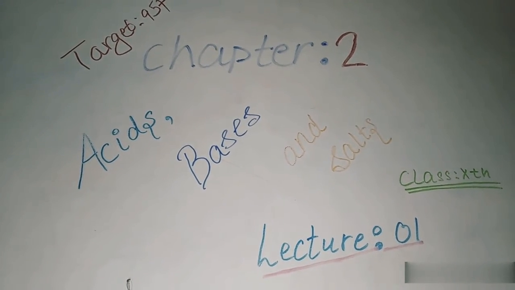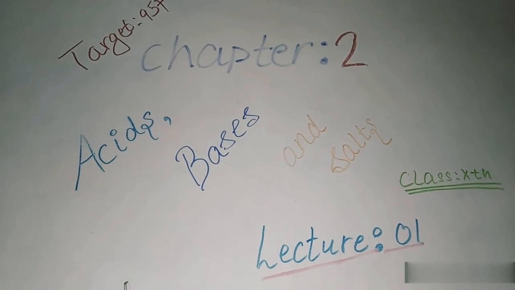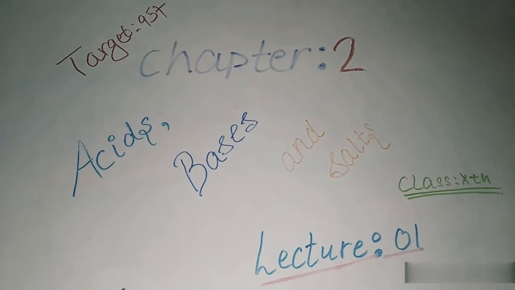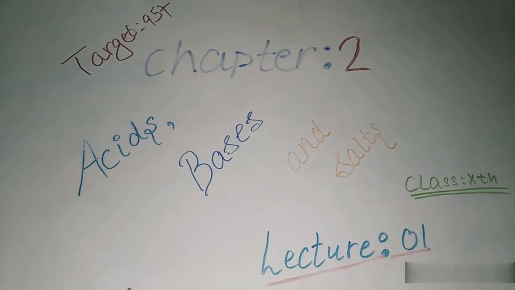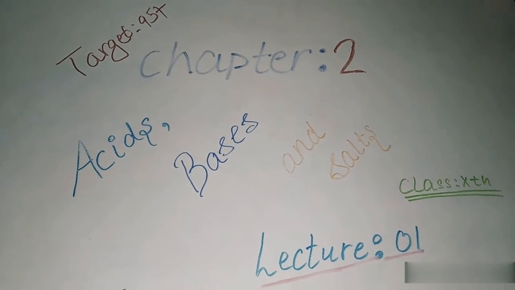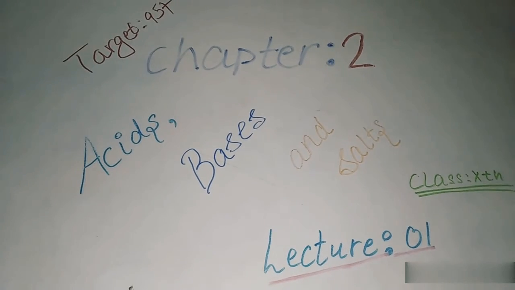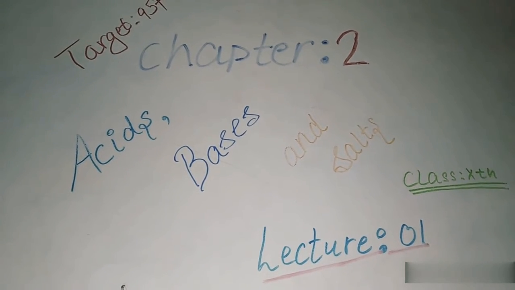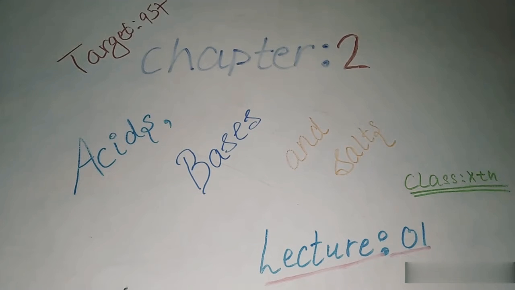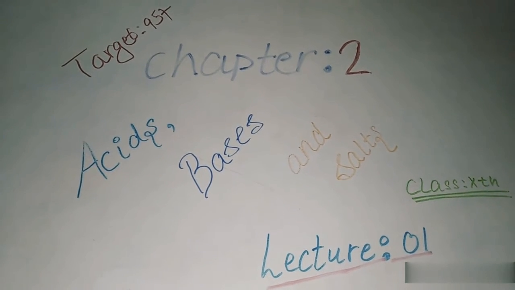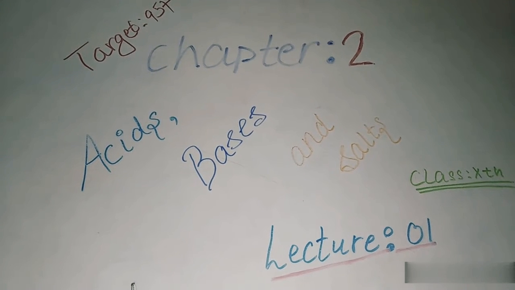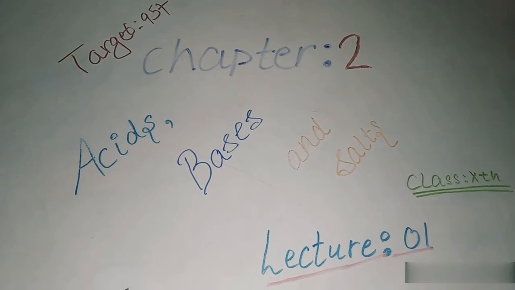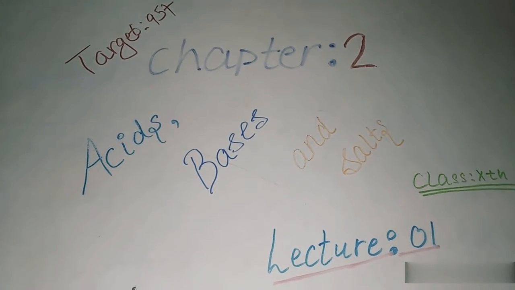So friends, from today we will be starting a new chapter. That is chapter number 2, acids, bases and salts. And friends, this is lecture number 1 of the chapter. In this chapter we are basically going to study what acids are, what happens when acids react with bases, and what happens when they react with some other substances. So all that we are going to learn in this chapter. So let's start the video without wasting time.